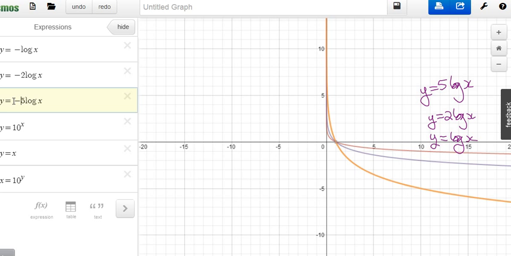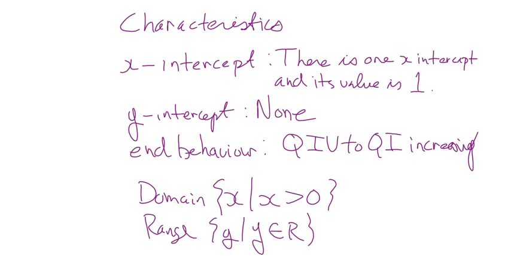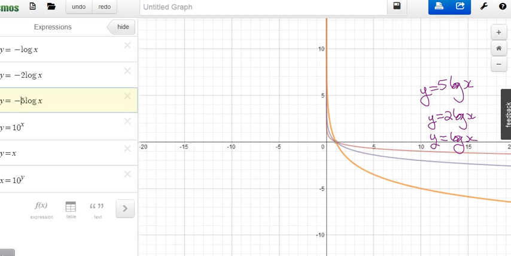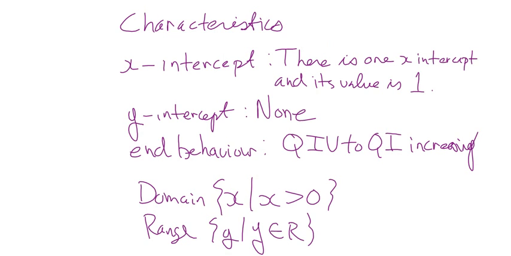So let's take a look at the characteristics again. X-intercept, did it change? No, same, right? There is 1 and its value is 1. Y-intercept? None. Domain change? Okay, let's look at domain and range. Domain? It's still x is greater than 0. Range? It's going from high and it's going to go down to low. So what's the one thing that changed? The end behavior changed, right?